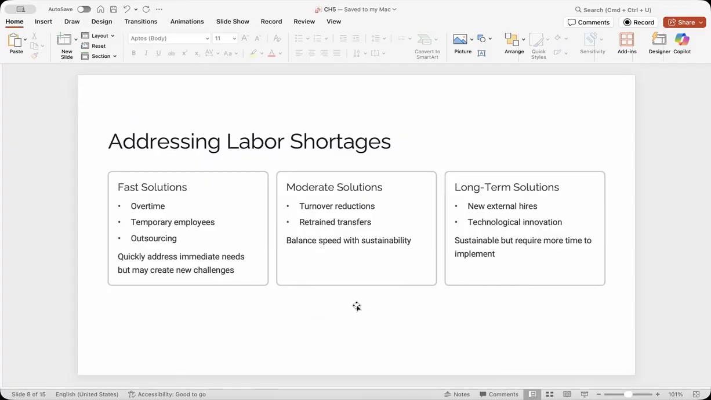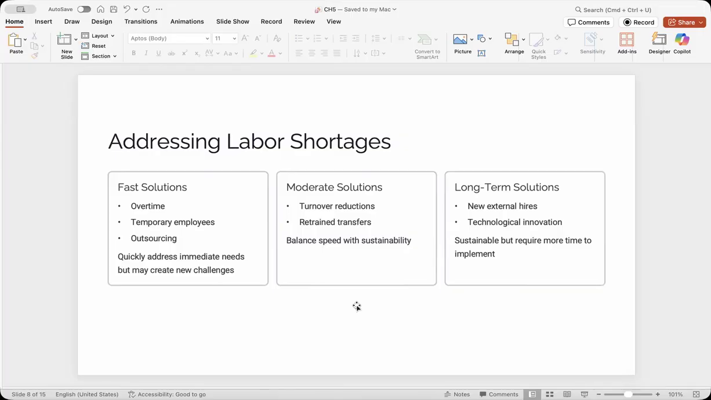A moderate solution is turnover reduction, right? We try everything we can to get people to stay: paying them bonuses, increasing their pay, retention transfers. We keep them there even if they're potentially leaving. It balances speed with sustainability. Better long-term solutions are new external hires and technological innovation.